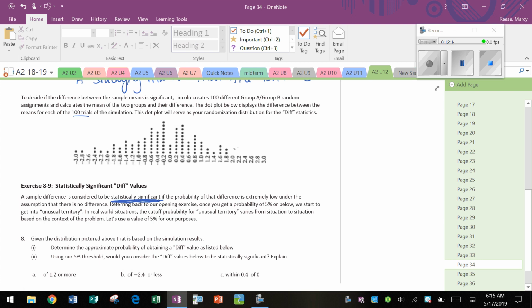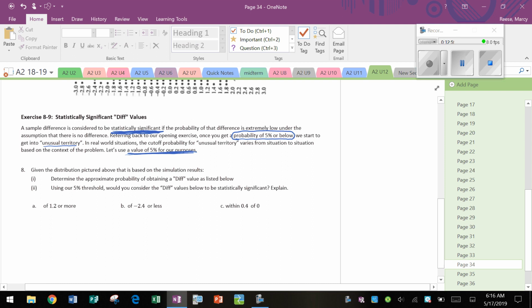Referring back to our opening exercise, once you get a probability of 5% or below, okay, so our key numbers here, our probability of 5% or below, we start to get into what we call unusual territory. In real world situations, the cutoff probability for unusual territory varies from situation to situation based on the context of the problem. But for our math purposes, for Algebra 2, we're always going to use the value of 5%. Okay, so if something is 5% or lower, we consider that to be very unusual territory. So there's a statistical significance there. Okay.